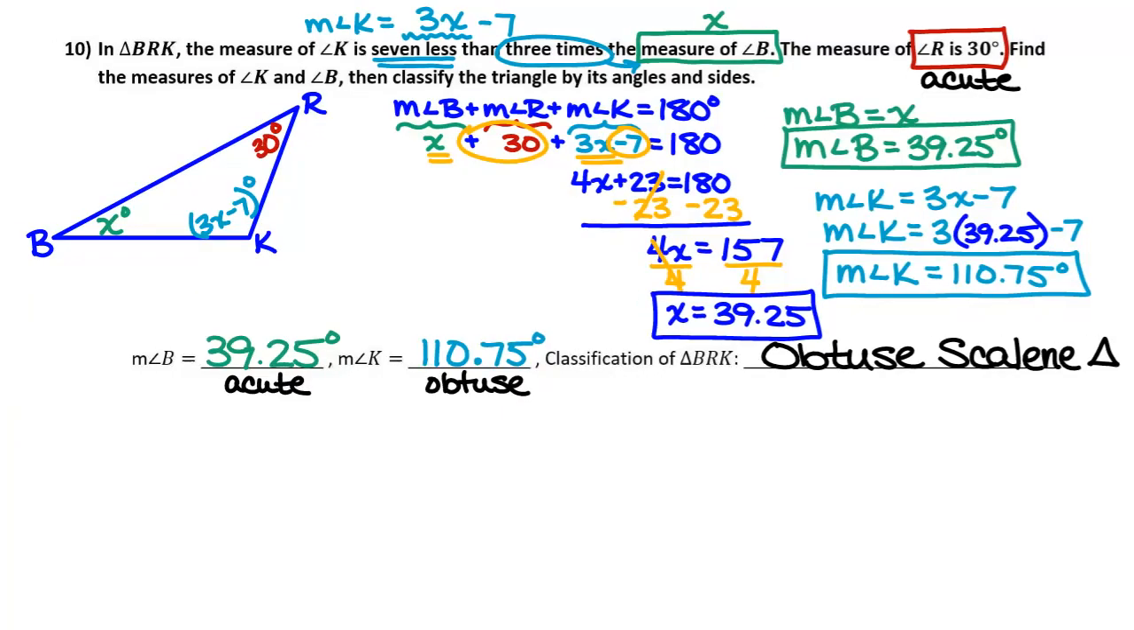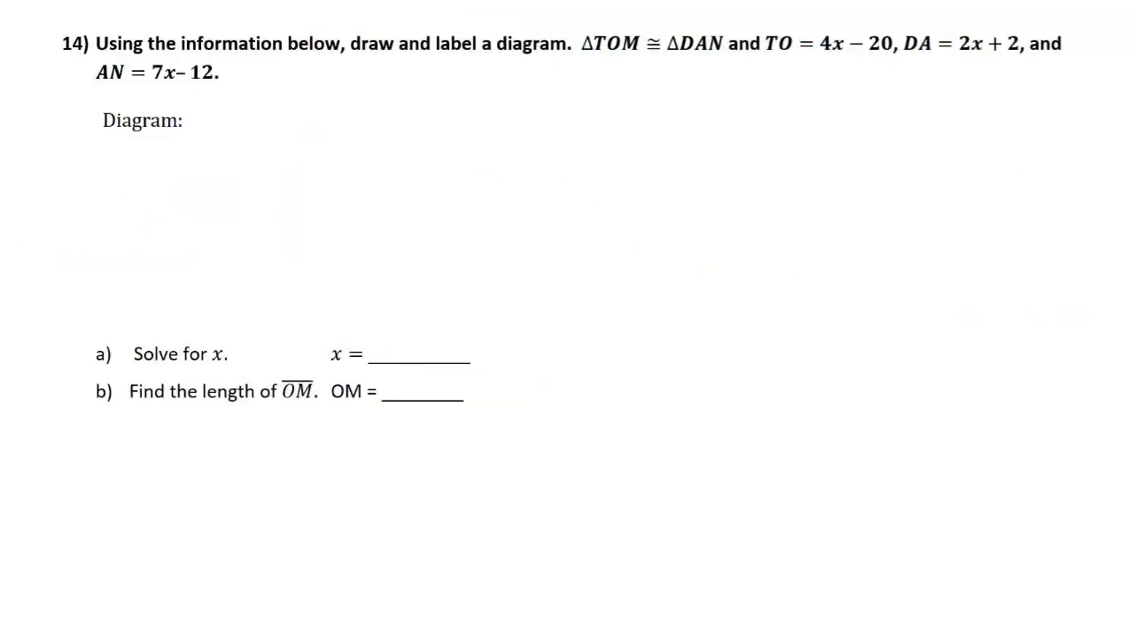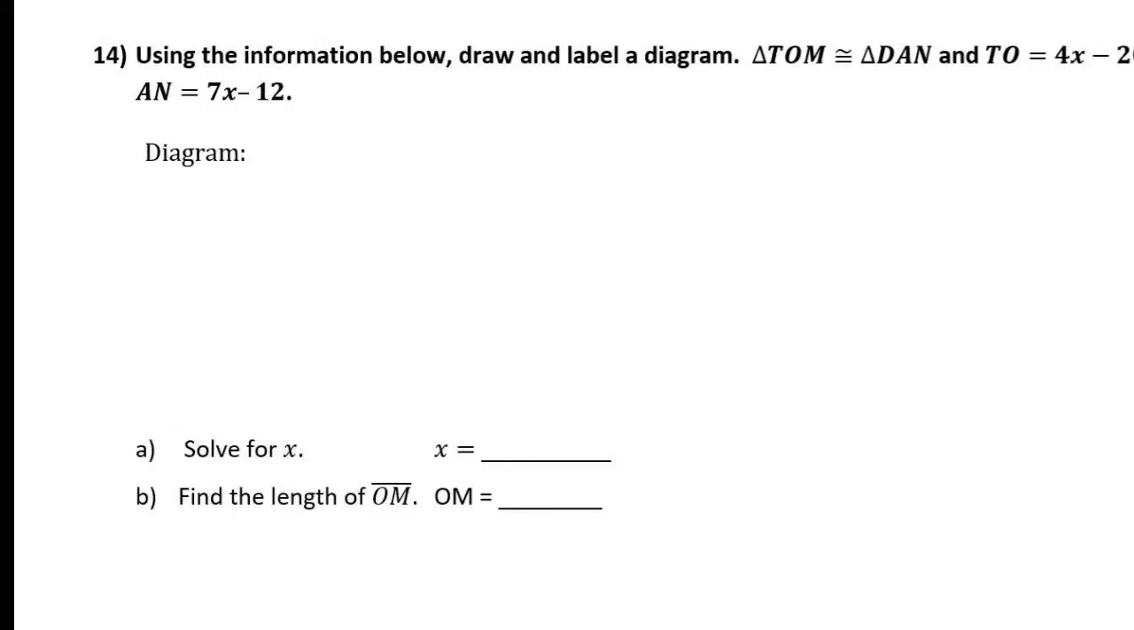Right. Yes. Number 14, absolutely. Using the information below, draw and label a diagram. Triangle TOM is congruent to triangle DAN, and TO equals 4x minus 20, DA equals 2x plus 2, and AN equals 7x minus 12. So first thing we need is a diagram.